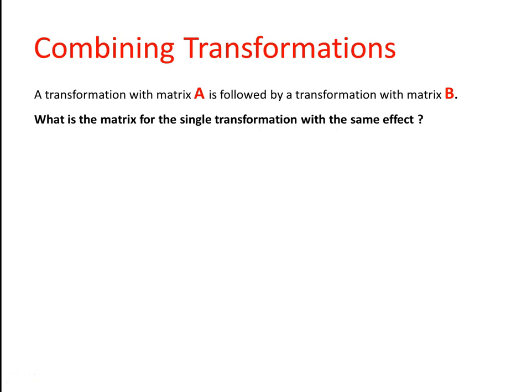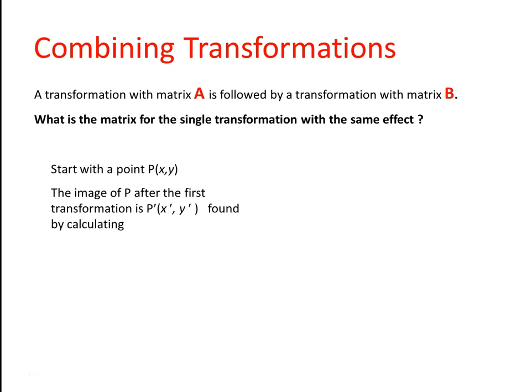So let's track an arbitrary point xy. If we start with an arbitrary point xy, the image of the point xy after the first transformation is the point x dash y dash, where x dash y dash is obtained by calculating A times xy.